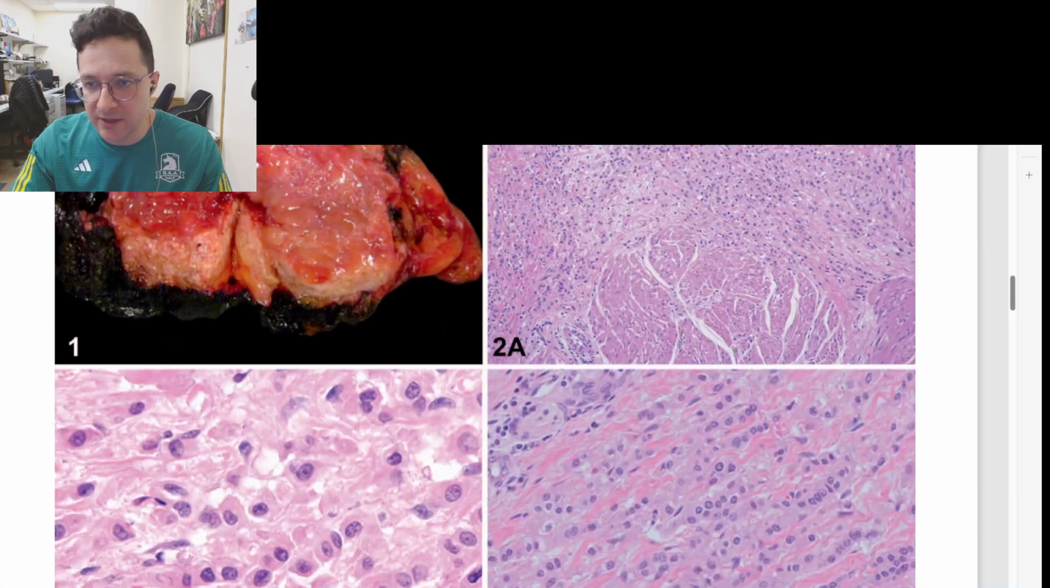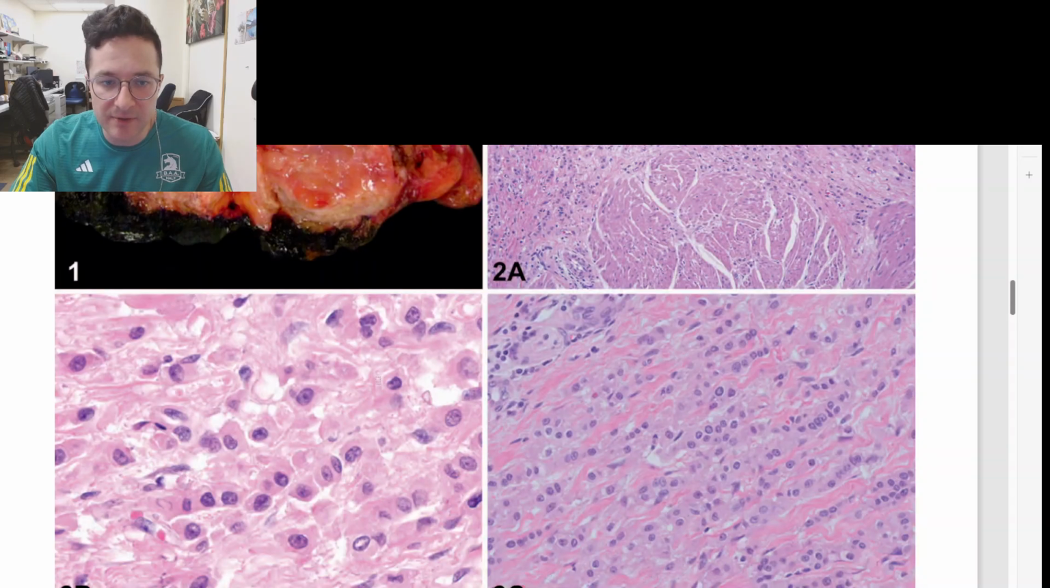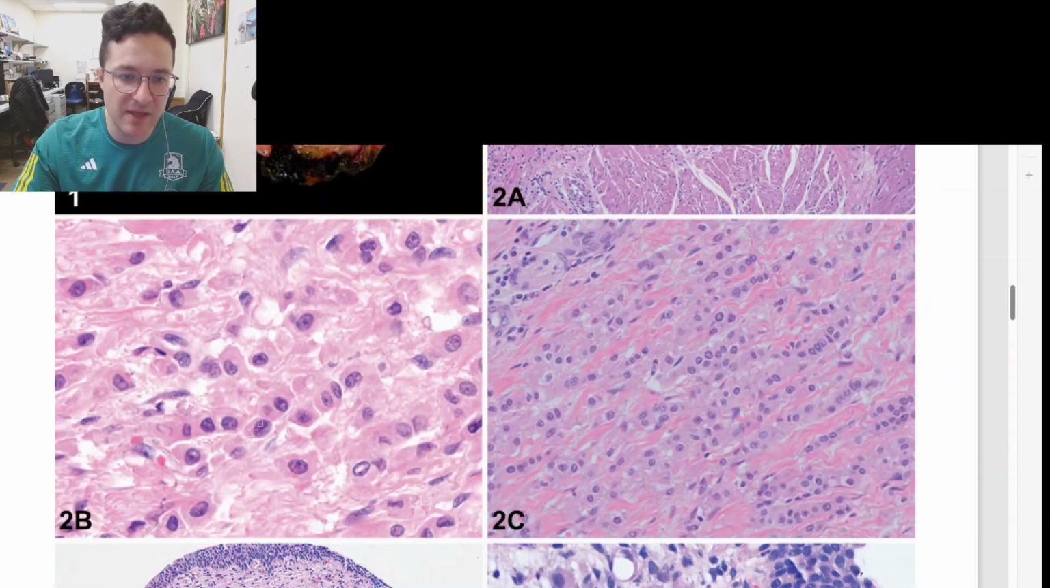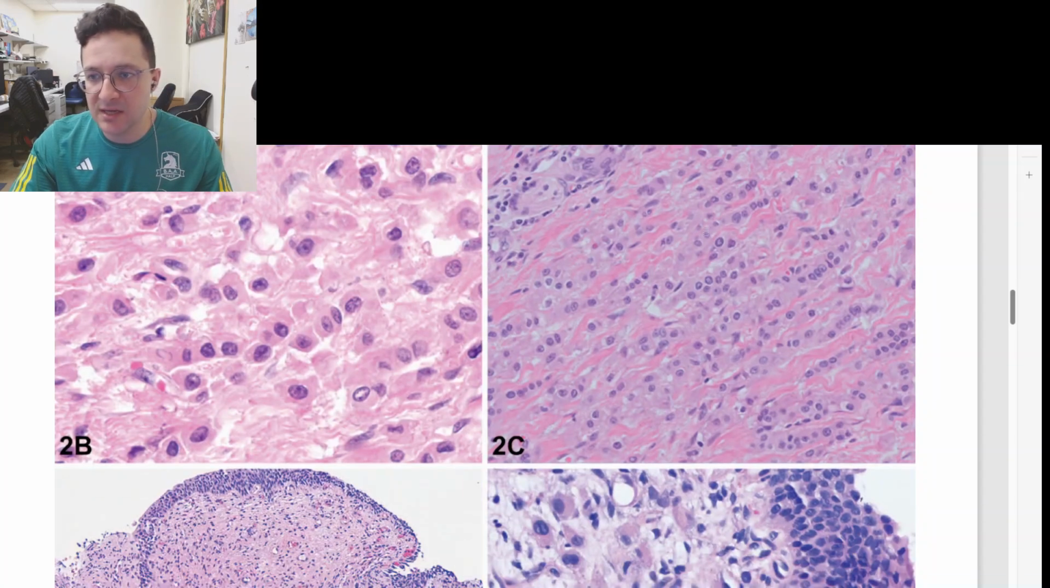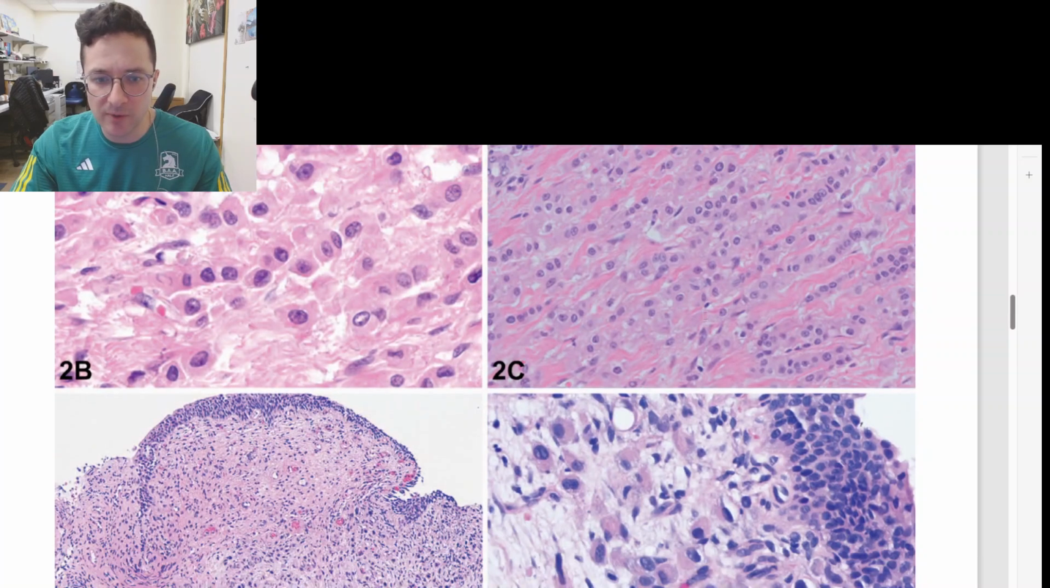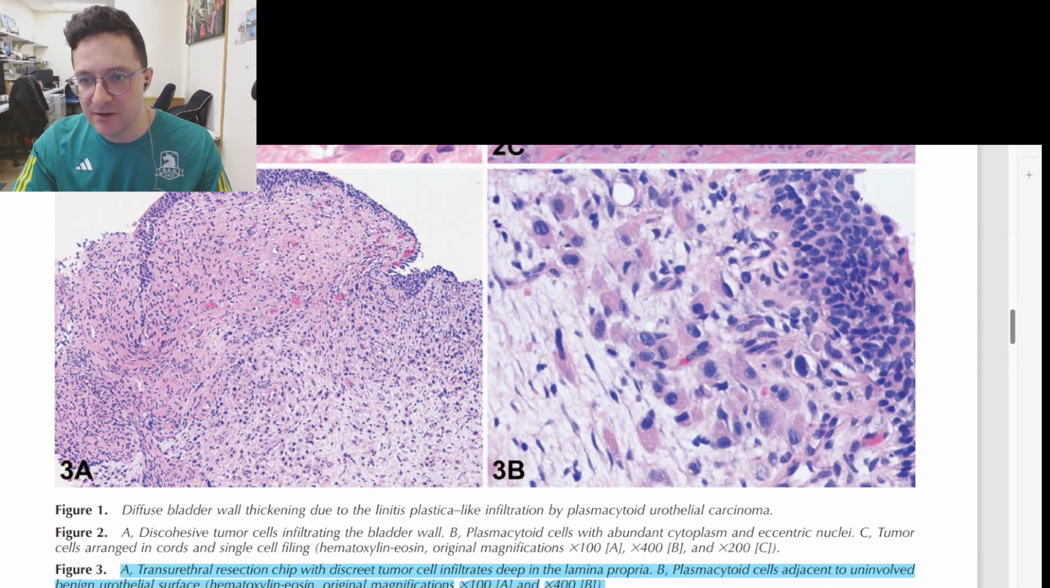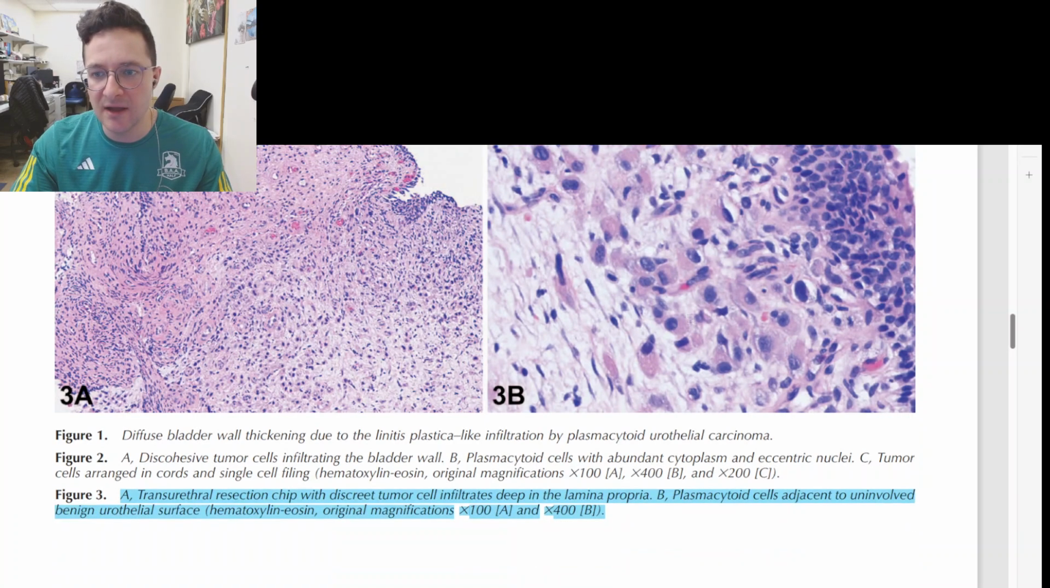So check this out. Here it's kind of an okay picture, but this is a nicer picture. You can see there are plasmacytoid-like cells right here. Here again, plasmacytoid, and here they look like a lobular-like pattern, single filing getting into that stroma. But this one right here is what matches our case the most. Ours definitely has more striking atypia compared to here, but here it kind of looks like that.